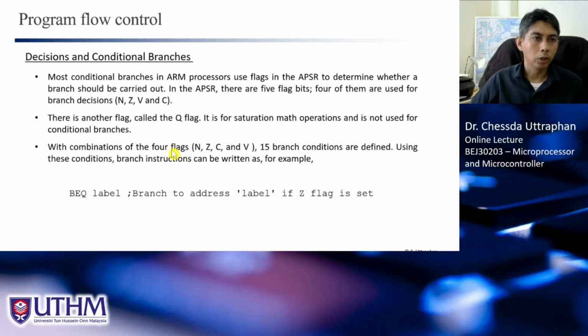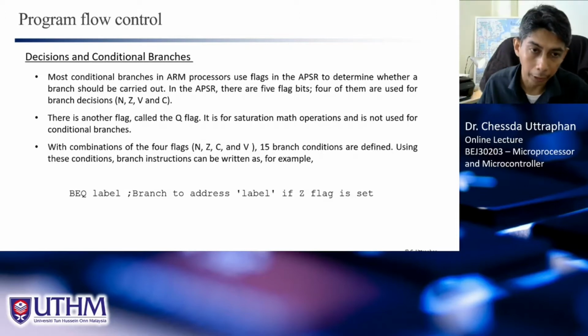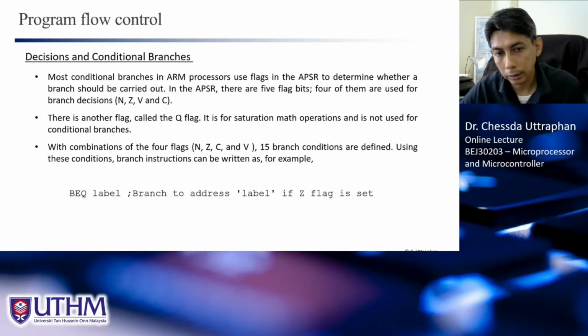Right. So here is the program flow control. Program flow control is a very important feature in microprocessor or computer programming, where normally when we write a program, we do not always run the program in a sequence step by step. Sometimes we want to branch, we call it a branch, or we want to go to another location other than the normal flow based on some conditions.